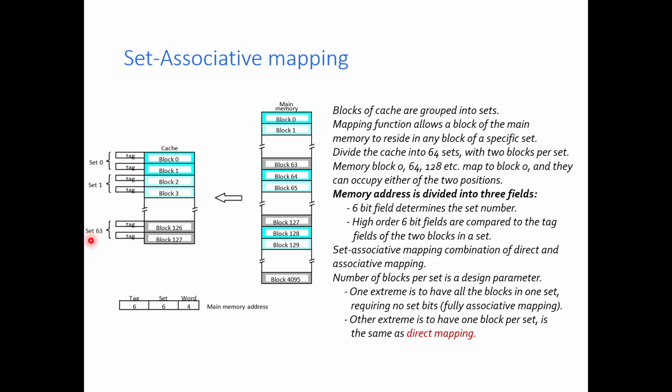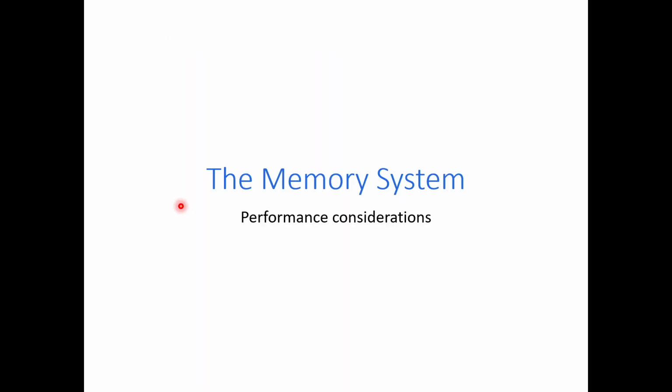We have 64 sets represented using 6 bits, and tag 6 bits. This way we can map the main memory blocks into this cache memory.